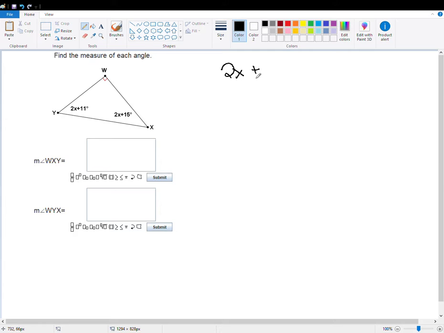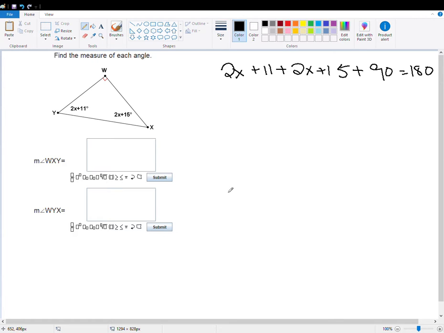2x plus 11 plus 2x plus 15. And I note that this little red box in here is 90 degrees, so this angle W must be 90 degrees. And all of that has to equal 180 degrees.